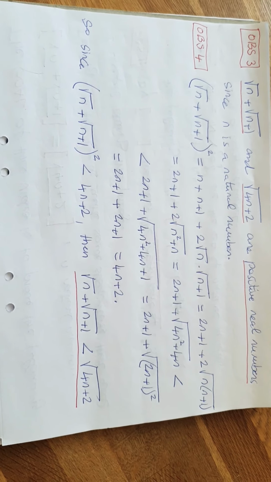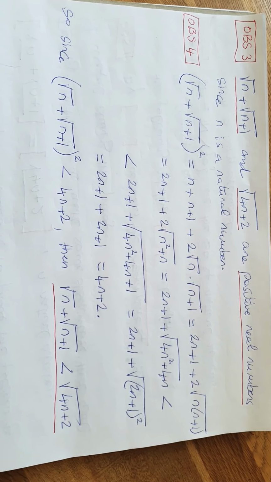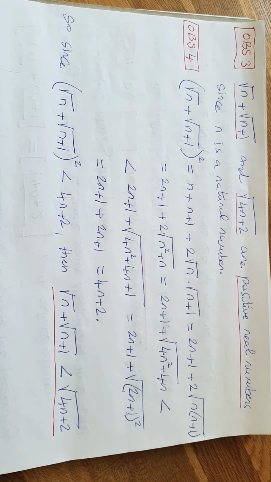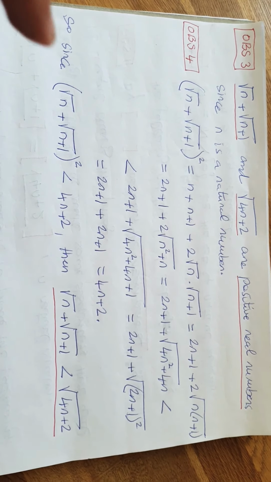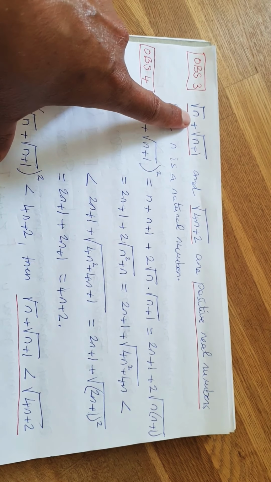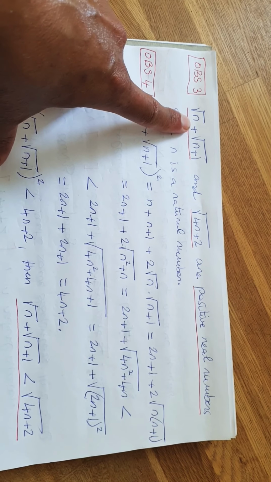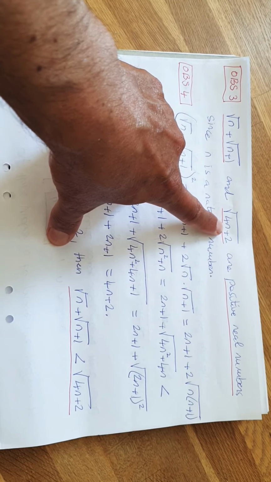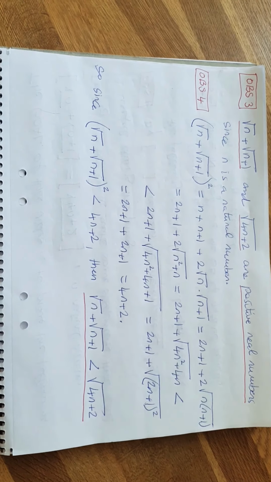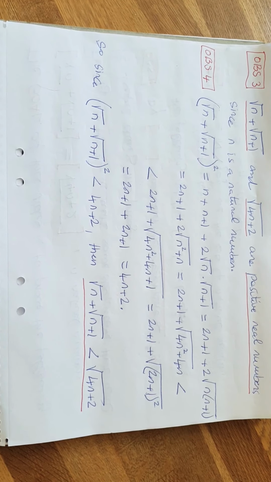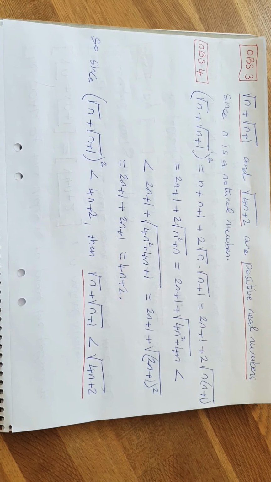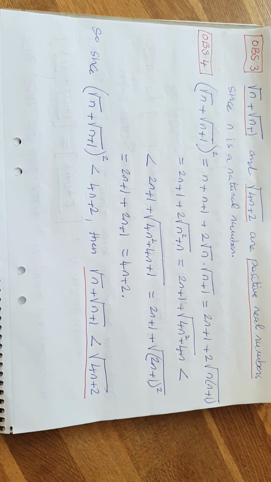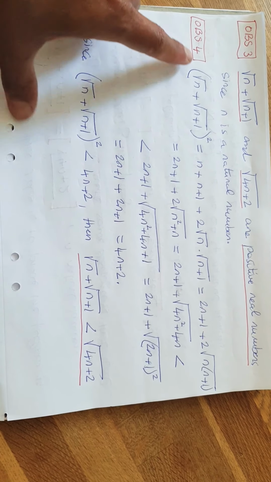So since n is a natural number, then both numbers, namely the square root of n plus the square root of n plus 1 and the square root of 4n plus 2, are positive real numbers. Now, in the next observation, I would like to compare those two numbers.